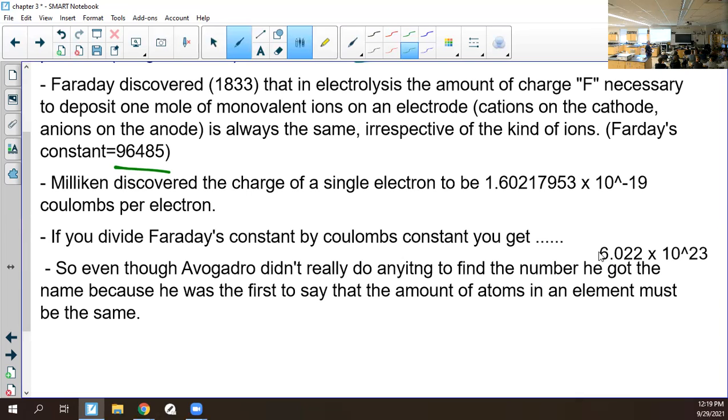So Avogadro, Faraday, and Millikan all came together and did a bunch of science stuff and decided that a really big number existed. That's called a mole. There you go.